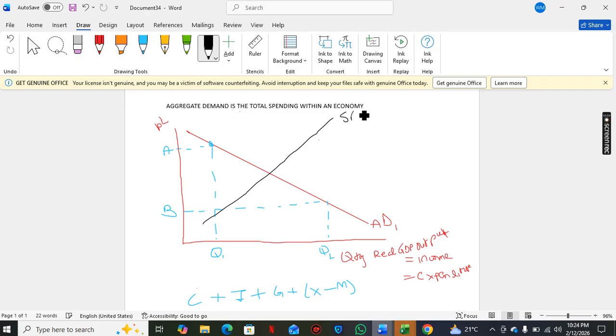Short run aggregate supply. At low price levels, colleagues, producers and manufacturers will be reluctant to produce a lot of goods. At high price levels, manufacturers and producers would want to produce more. Do we remember why this is the case, colleagues?